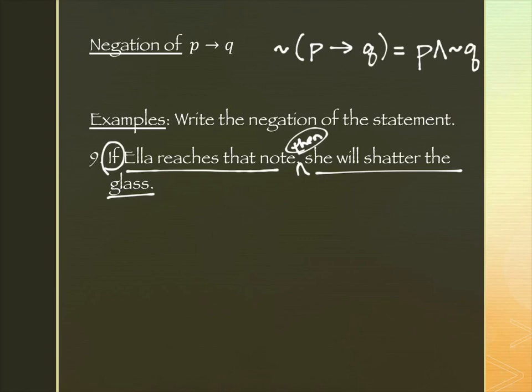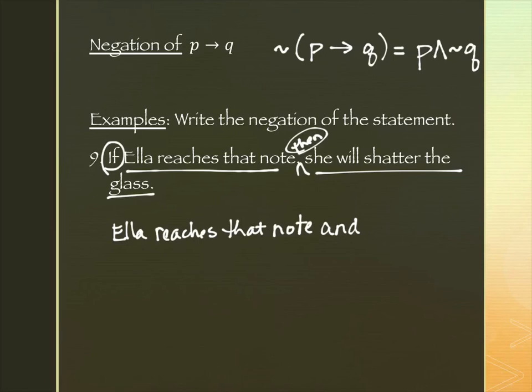So what's the statement in the if location? If Ella reaches that note. Yes, without the if. So the statement itself is simply that Ella reaches that note. But we trade the if-then for the word and. And. Ella reaches that note. And we negate what comes next.